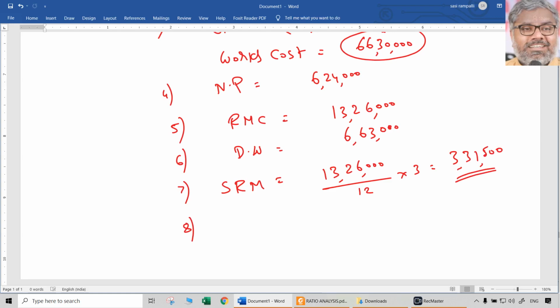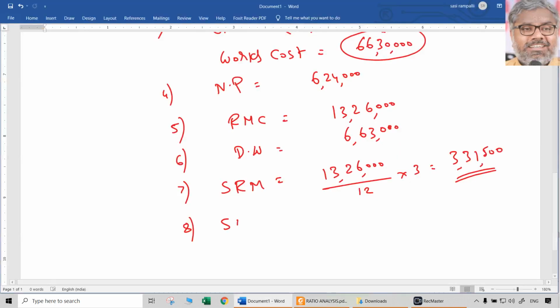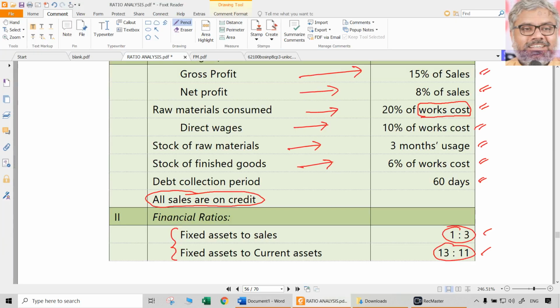Then finished goods stock is 6% of works cost. Stock of finished goods, 6% of works cost, he says. 66,30,000 into 6% is 3,97,800.